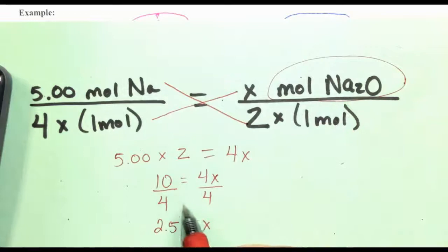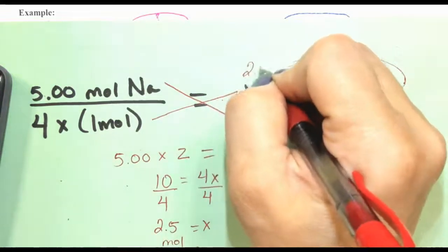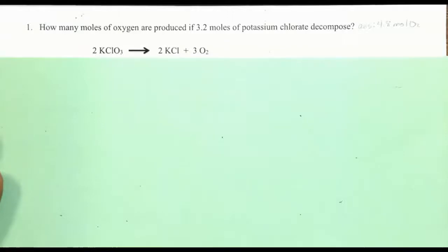That's 2.5 moles of sodium oxide is our final answer. So this should be 2.5 moles of sodium oxide. Let's try the next example.